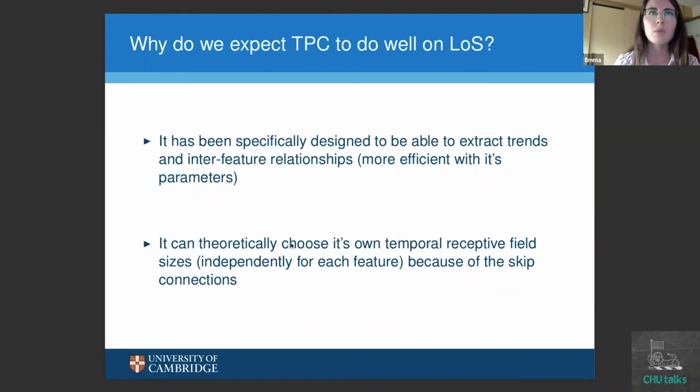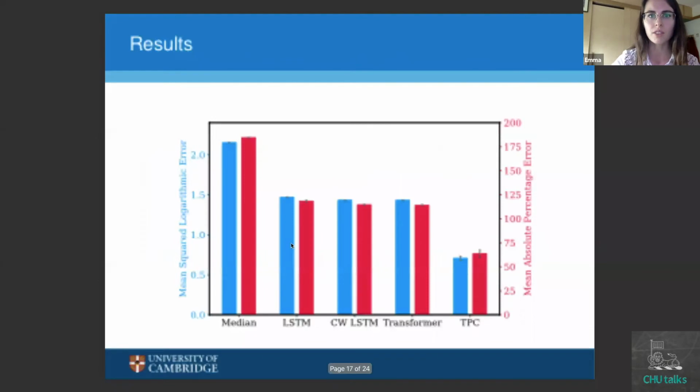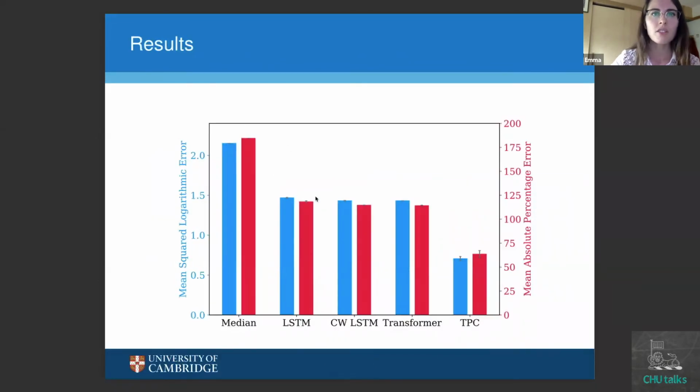So to summarize why we think TPC is going to do well, temporal pointwise convolution has been specifically designed to be able to extract both trends over time and the relationships between features. It can also choose its look back distance, its temporal receptive field, independently for each feature, because each feature has its own specialized processing. And the skip connections allow us to do that choosing between temporal receptive fields. So these are the results.